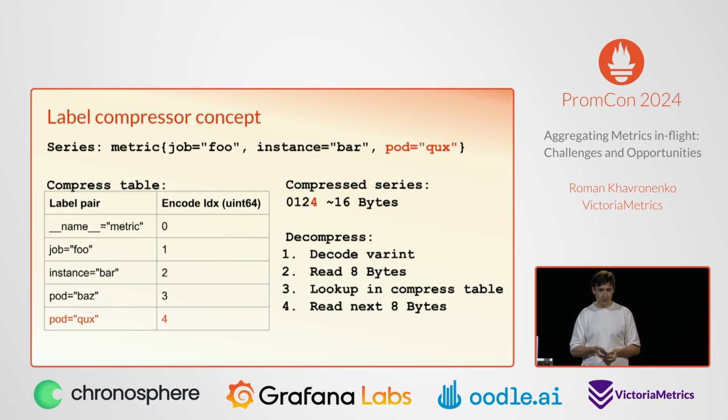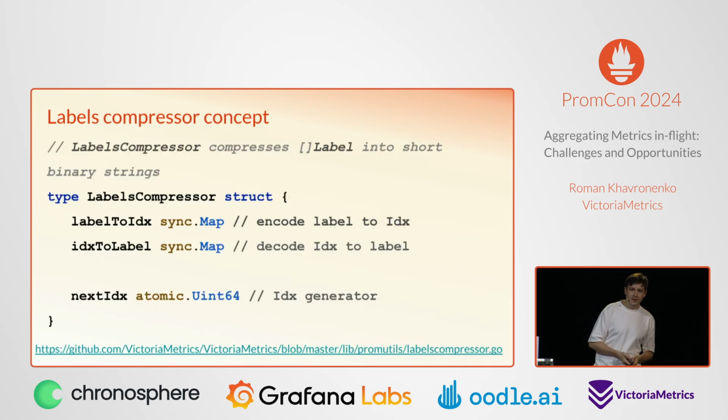And the decompression also looks very simple. You just decode it and read 8 bytes, look up in the table, return the result. Simple. Here's how it looks in the code. So we maintain 2 sync maps, one matching label to index, which we use for encoding, and the second map matching indexes to labels. That's a reverse table because we need to decompress this time series before pushing to a remote write. And also an index generator, which contains this auto-incrementing stuff.